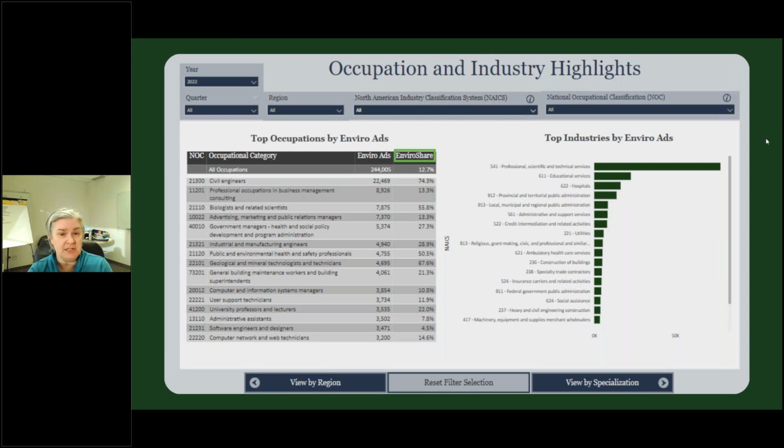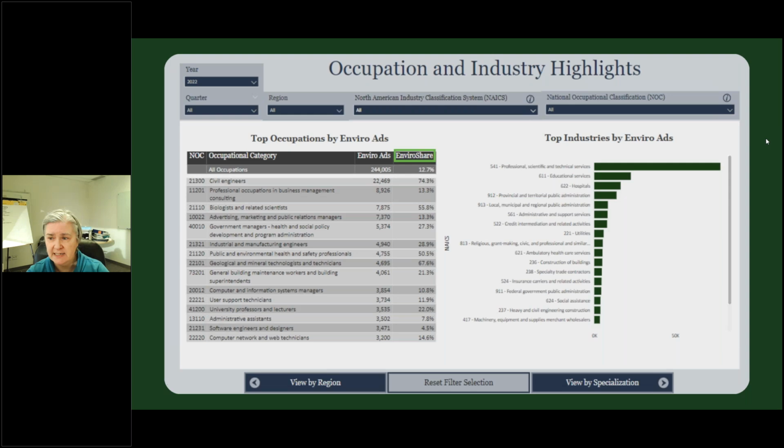Lastly, in addition to the number of environmental job ads that are offered in any given period and region, we also identify what the enviro share is. So we can identify where we've got occupations that are largely or primarily environmental jobs, and where there may be a few environmental workers in those occupations overall across Canada, but it's not largely environmental jobs. As an example, we can see civil engineers in this case have a 74.3% enviro share, which means that based on our estimate and job postings, almost 75% of civil engineers are doing environmental work these days.